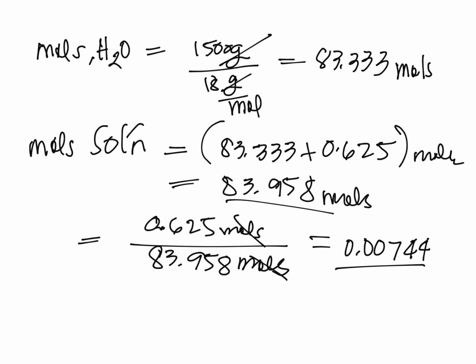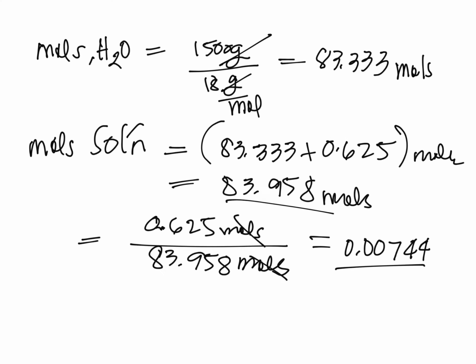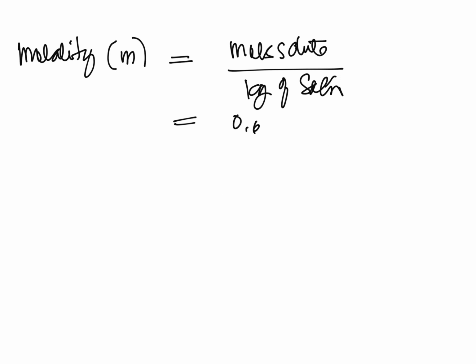So now we're going to calculate what will be the molality of the solution. When you say molality, or this is the small letter m, it is the moles of solute per kilogram of solution. All right. However, what we have here, we have already the moles of the solute, which is 0.625 moles.